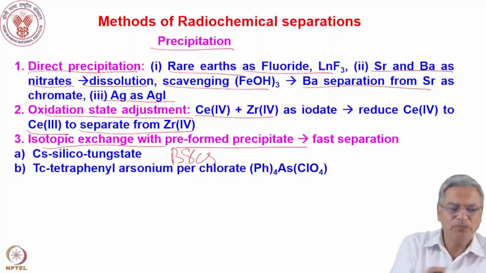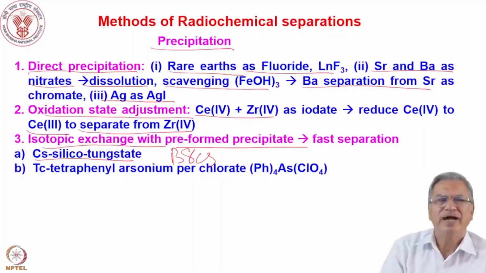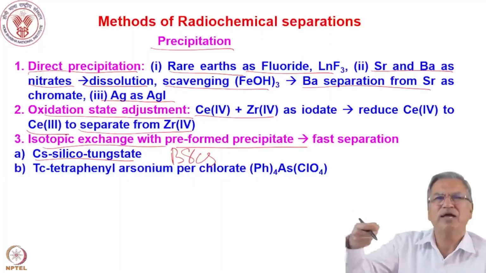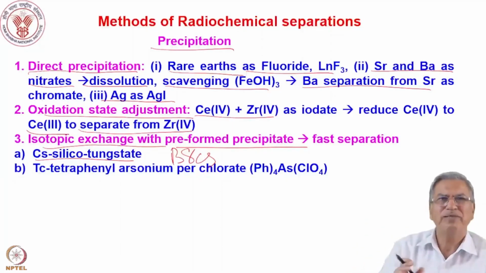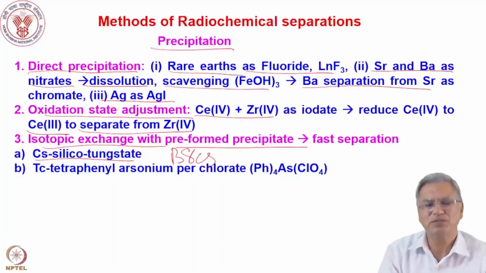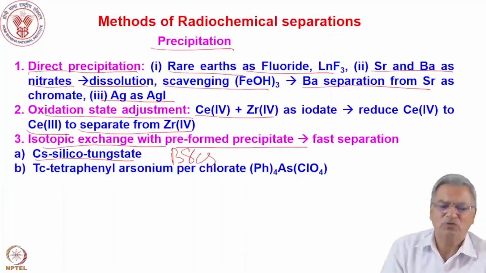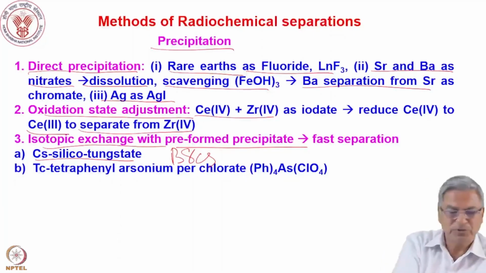So you can prepare a precipitate of cesium with silicotungstic acid, stable element precipitate, and the solution containing cesium, like fission product solution, you just shake it for a few seconds. So what will happen? There is a stable cesium in the precipitate of cesium silicotungstate. Cesium-138 will exchange isotopically with this one. In a few seconds, you will find most of the cesium-138 has been precipitated with the cesium silicotungstate. So you can just filter this precipitate and you get most of the cesium-138 in the precipitate. So that is called isotopic exchange with the preformed precipitate.